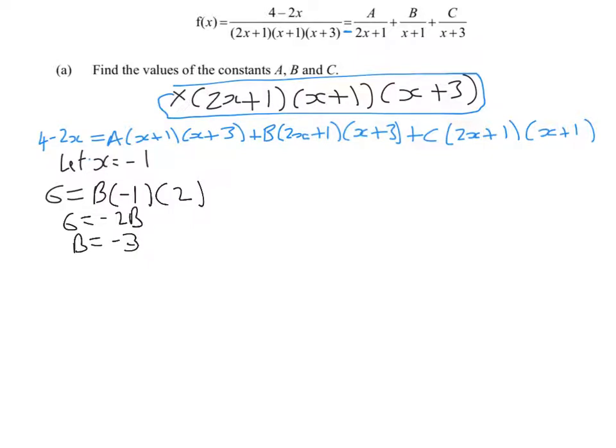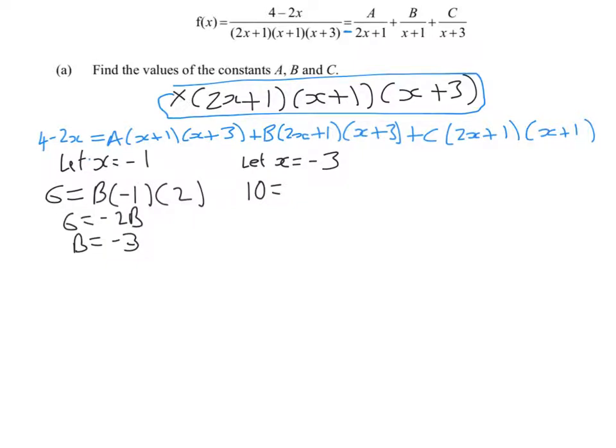Right, now let's go for let x equal -3. We'll deal with the fraction last. So what do I have here? 4 minus 2 lots of -3. 2 lots of -3 is -6. So we're going to have 10.